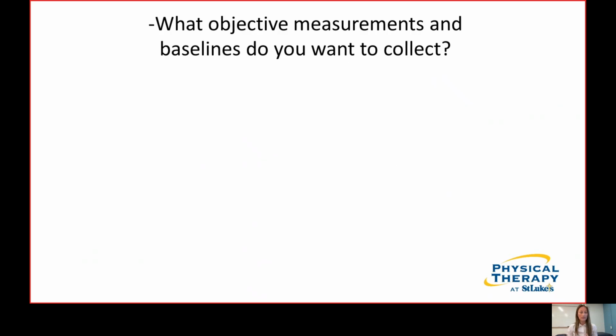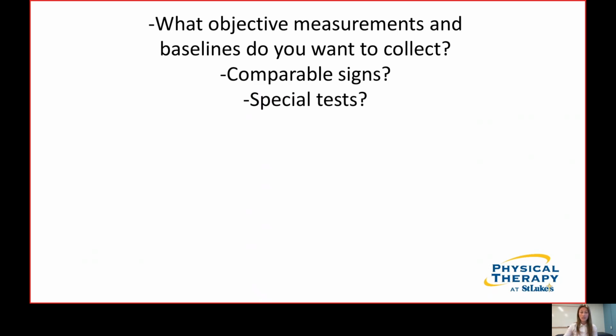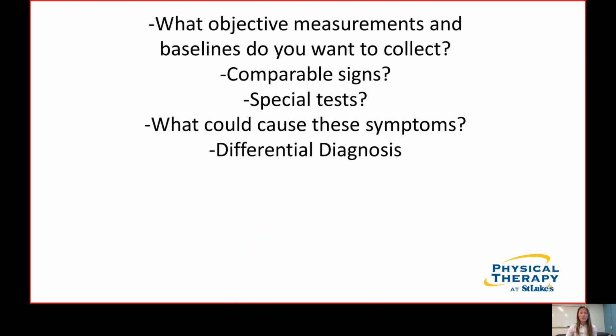So what do we want to look at for this gentleman? What baselines are we looking to collect? Any comparable signs? Any special testing that we want to do for this gentleman? So we know this is an isolated extremity symptom, right? Bear with me here. So for this gentleman, obviously with any eval that we have, we're going to filter everything through a very detailed history. So we go through our history and we start thinking, all right, what could actually cause these symptoms? Well, he's complaining of his shoulder.